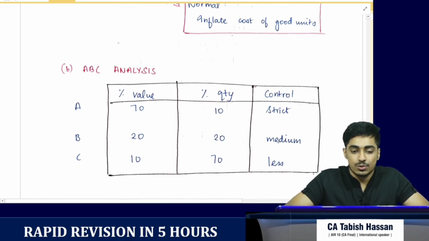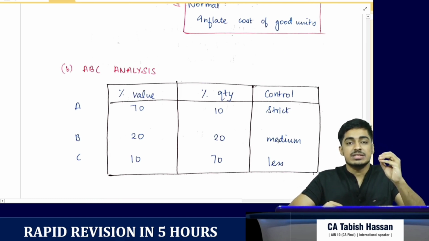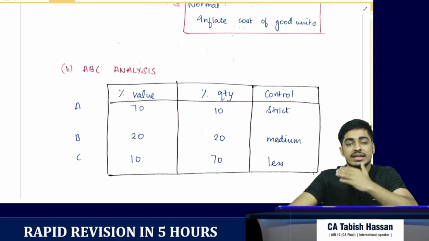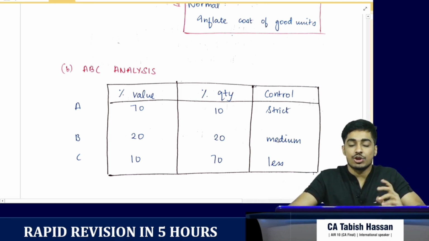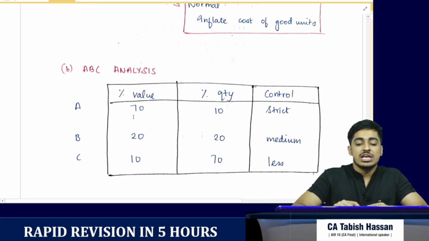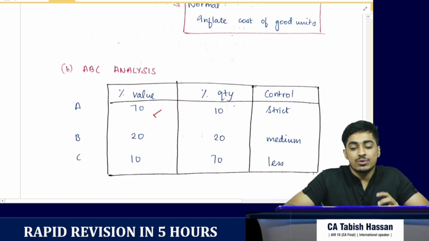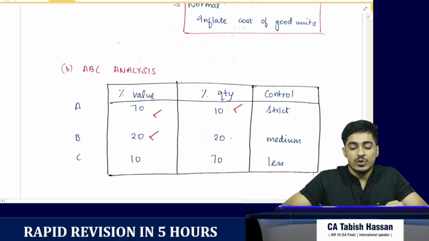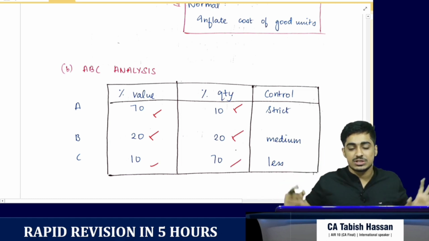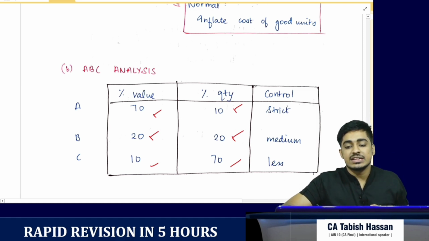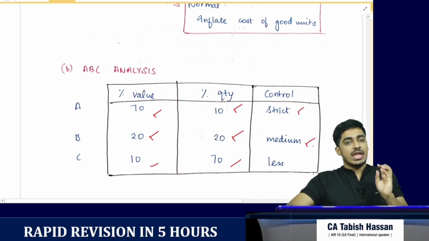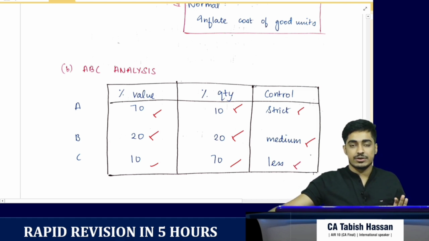Then we have one final concept, that is ABC analysis. This is to exercise control. What it tells is there are certain elements which are very high in value but very less in terms of quantity. So we categorize the raw materials into A, B, and C. A category will take 70% of value but only 10% of the quantity or the space. B will be 20% value and 20% quantity, and C would be 10% value and 70% quantity. For A category items, exercise strict control. For B category, exercise medium control, and for C category, exercise very minimal control.